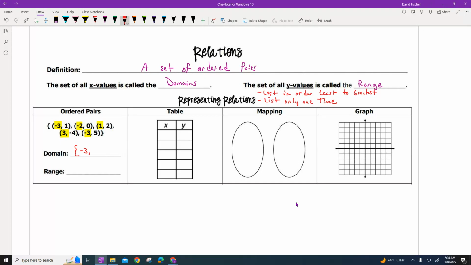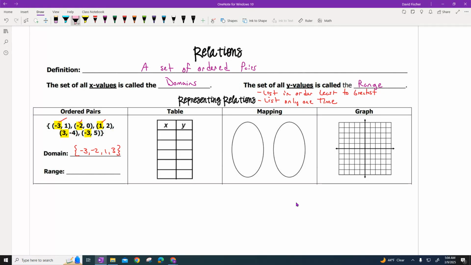Then comes -2, so I'm going to put comma, -2. That guy is gone. Sometimes I'll put a check mark. And then I got a 1, and then I got a 3. Close your brackets.